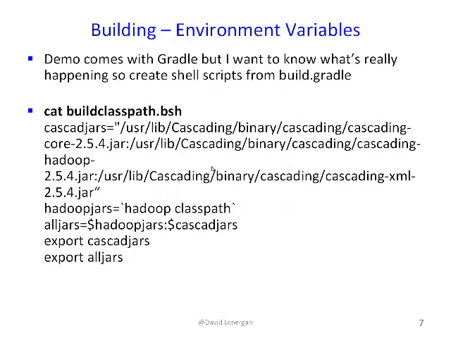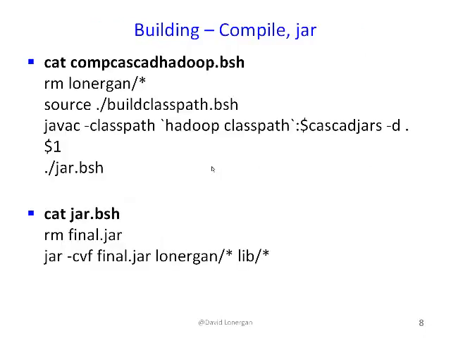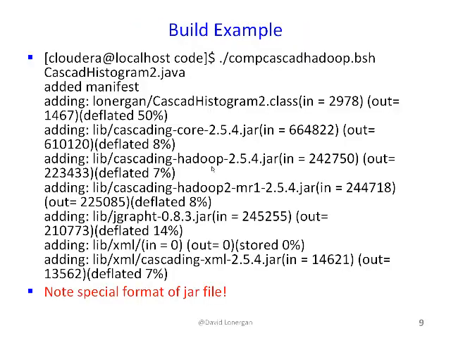The demo comes with Gradle builds, but I really wanted to know what was going on, so I created shell scripts from the build files. I created a shell script to set environment variables. This gets used in compilation. I created a compile script and a script to create the jar file. Notice that the jar file takes two elements, the class that was compiled and a library that contains the Cascading libraries and any third parties the Cascading libraries depend on.